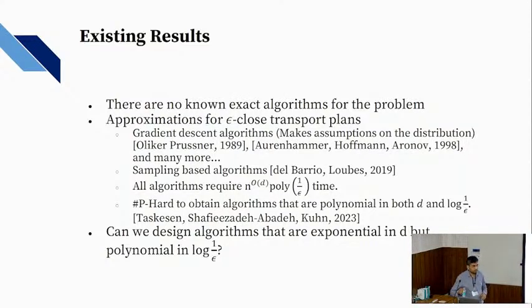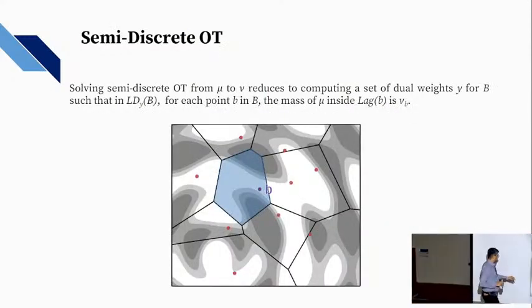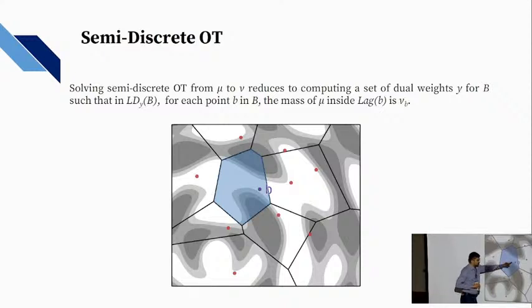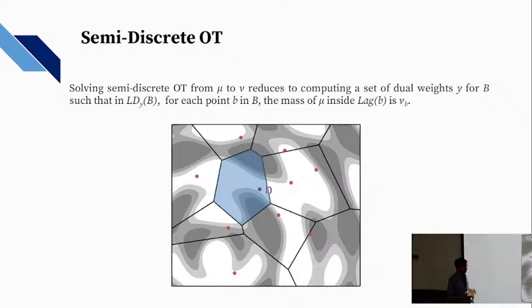So what's the dual weight? Basically, what we want to do is assign weights to these points. As we assign different weights, the Voronoi cells will look different. But we want to make a weight assignment in such a way that this property holds: the mass of the continuous distribution inside the Laguerre cell of B is equal to the mass of the discrete distribution at B. The weights that you assign to these points are often referred to as the dual weights.